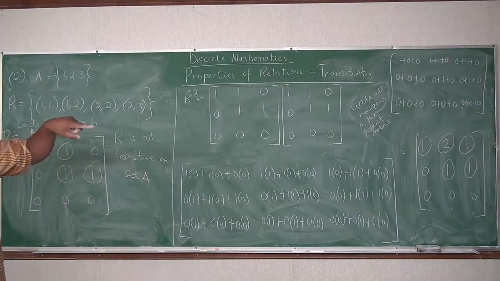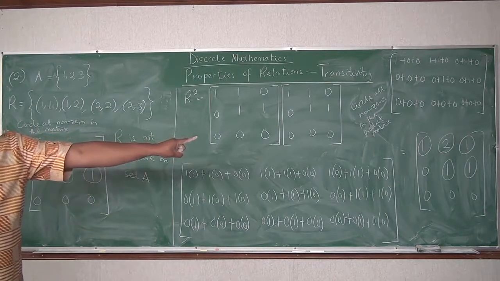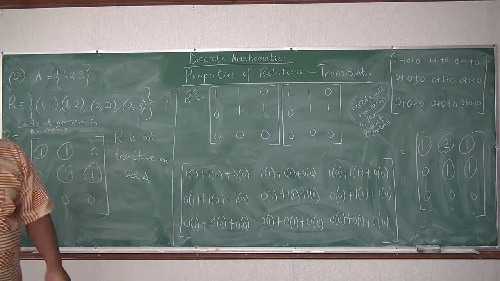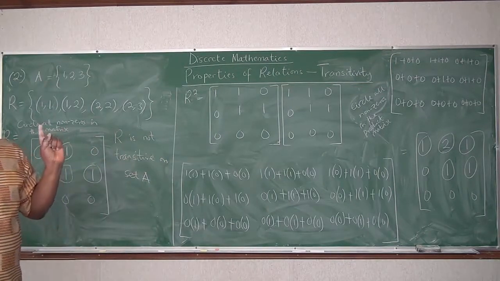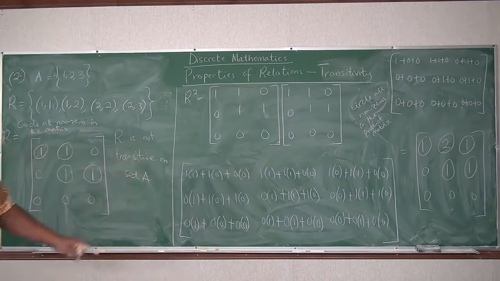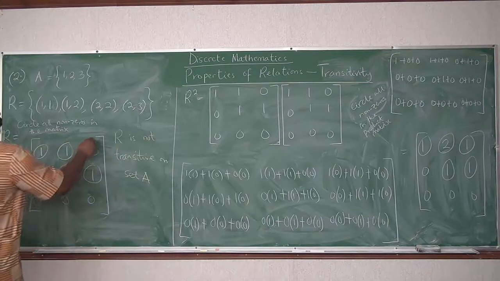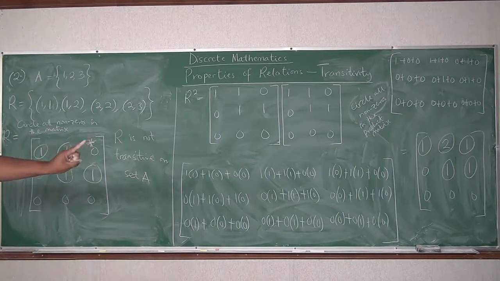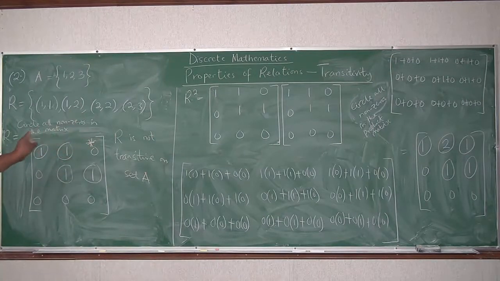Now, if you identify any one that is non-zero here that is a zero here, if you identify even one case, then the relation is not transitive. And you see that case. That case is 1, 3. So you have 1, 2 and 2, 3, but you don't have 1, 3. That is a problem. The rest are fine. Okay, the rest are fine.